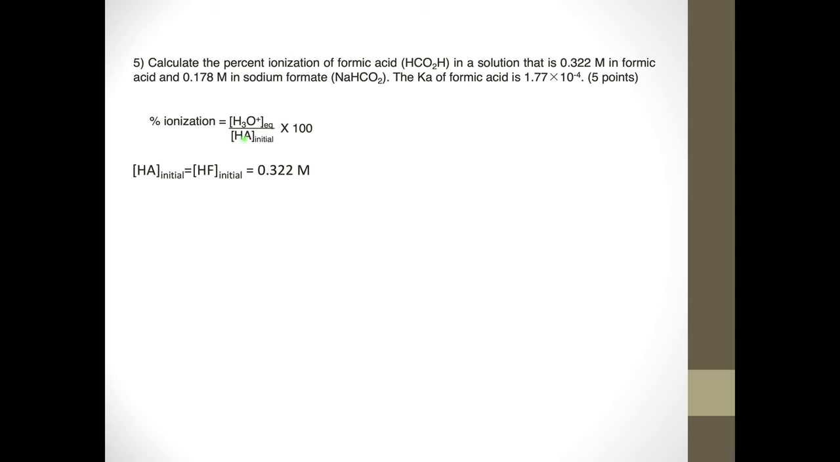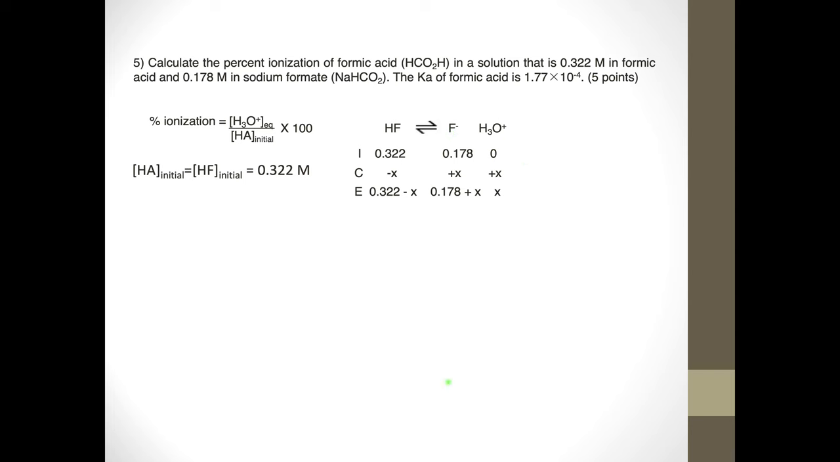So the initial HA, where we represent the A as an acid, is in this case going to be HF as a formic acid, and this is the initial concentration. The equilibrium is going to be HF producing the fluoride ion plus the hydronium ion. I forgot the plus here, sorry about that. When we create the ICE table, we're going to have initially 0.322 molar of the hydrofluoric acid, 0.178 molar of the fluoride ion, and zero of the hydronium ion. We need to calculate this concentration at equilibrium. So the change is going to be minus X for the acid and plus X for the products. At equilibrium, we're going to have 0.322 minus X of the hydrofluoric acid, 0.178 plus X of the fluoride ion, and X for the hydronium ion.